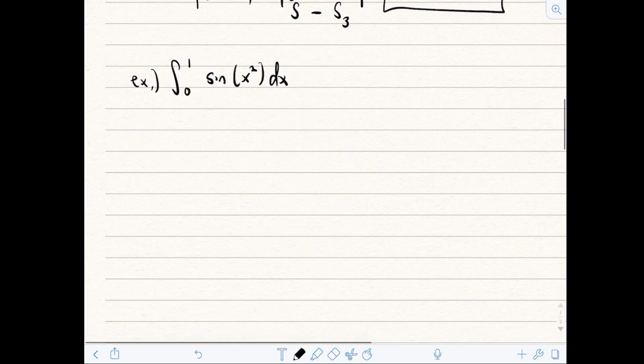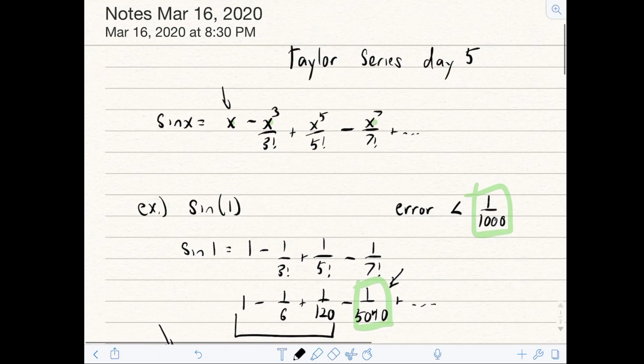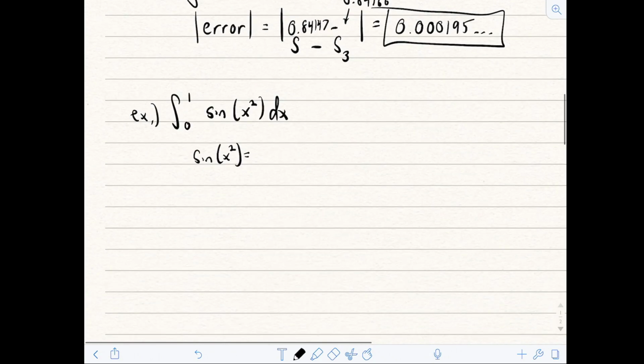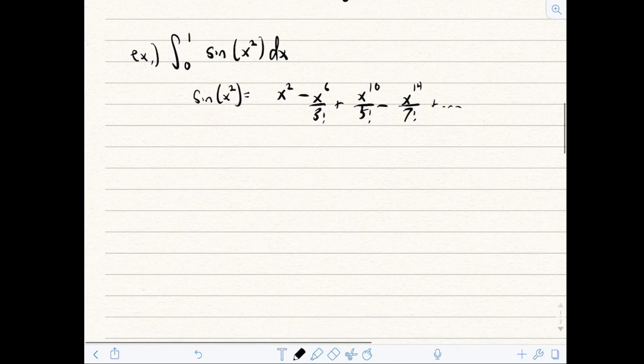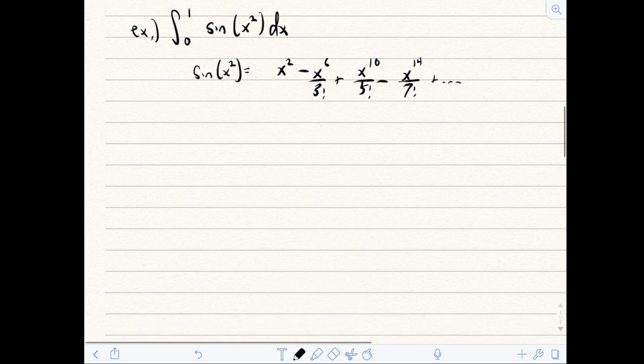So what I can do is make this series. So sine of, let's say, x squared, and anywhere there's an x, I'm going to rewrite it as an x squared. So this is going to be x squared minus x to the 6th over 3 factorial plus x to the 10th over 5 factorial minus x to the 14th over 7 factorial, and so on and so forth. Why are the exponents increasing this way? Remember, when I do a power of a power, the exponent is being multiplied. So that should give you the value.